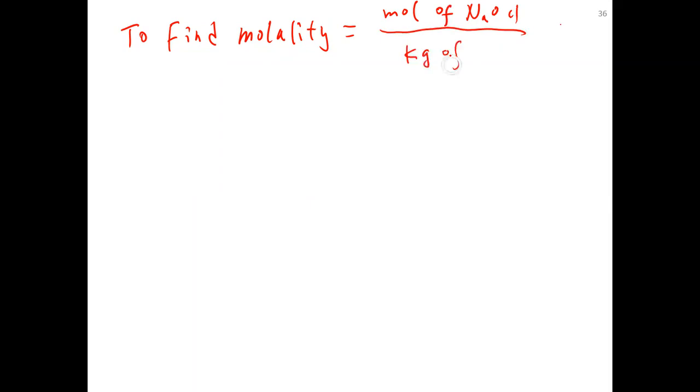Next, you want to find the molality. So we'll use the definition of molality, which is that it is moles of NaOCl divided by kilogram of solvent. So our solvent is water. So we already know the moles of NaOCl.